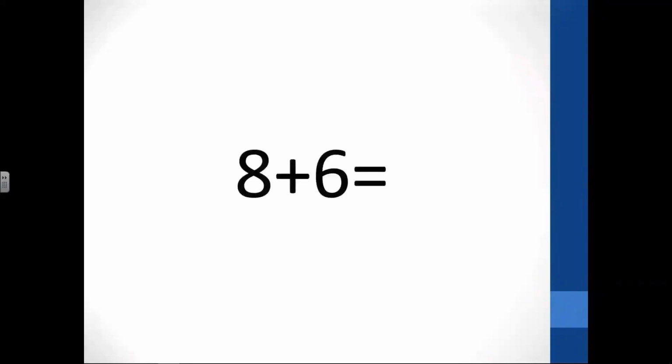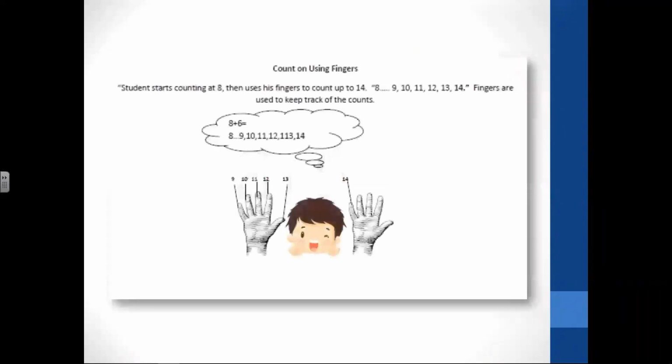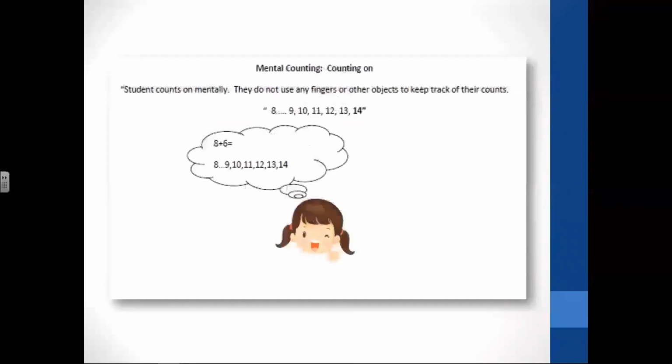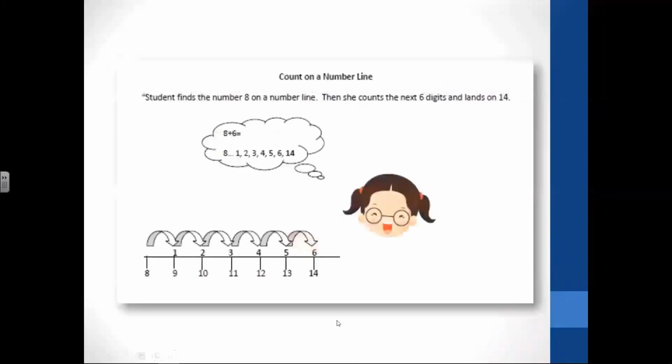Picture you are a classroom teacher and you have some students solving 8 plus 6, and you watch your students solve problems. The first one counts on using fingers. The student goes 8, 9, 10, 11, 12, 13, 14. So they count on and they use their fingers, right? Next strategy is mental counting on. The student counts on mentally. They did not use any fingers or objects to keep track of their counts. They go 8, 9, 10, 11, 12, 13, 14 and get an answer.